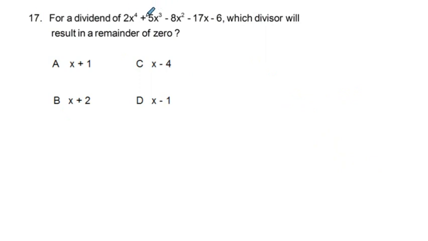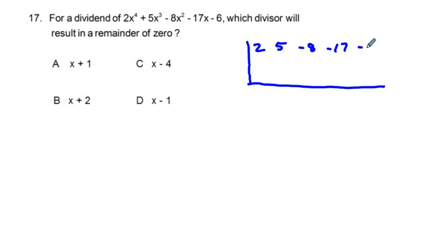For a dividend of 2x to the fourth power plus 5x cubed minus 8x squared minus 17x minus 6, which divisor will result in a remainder of 0? So we're going to go ahead and do this. I'm just going to do answer choice A, which may or may not be the right answer. We have 2. All these powers are represented: fourth, third, second power, first power, 0 power. So we have 2, 5, negative 8, negative 17, and negative 6.